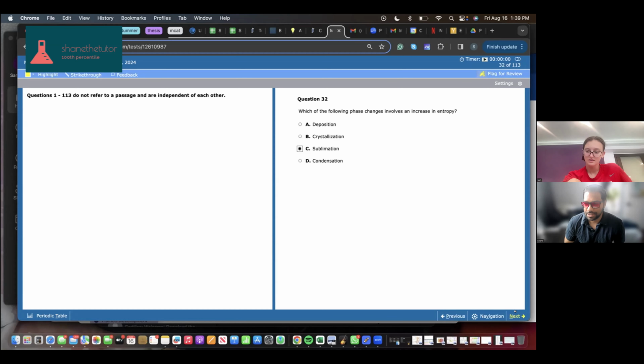All of those involve a reduction in entropy because you're making a more ordered structure. But solid to gas is less order, and therefore more entropy, and that's what sublimation is.